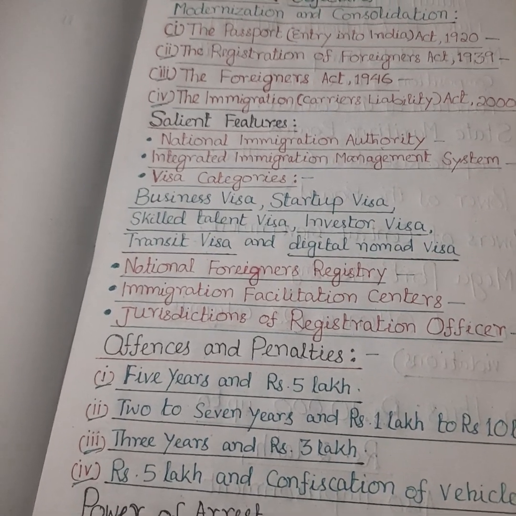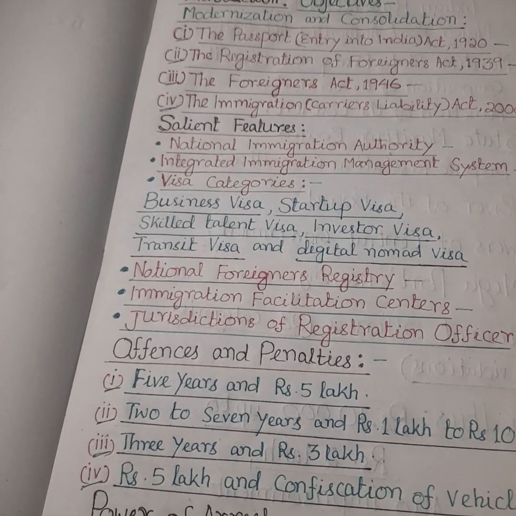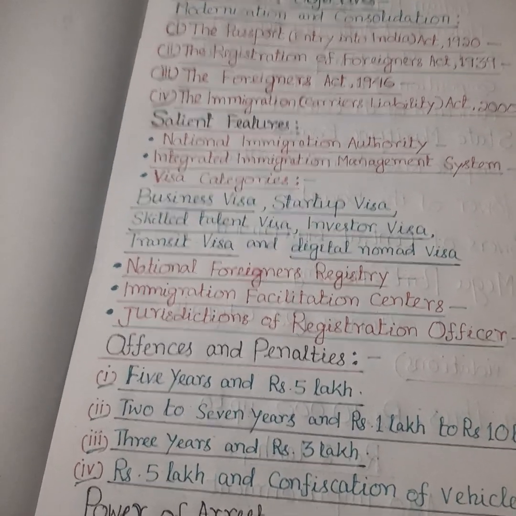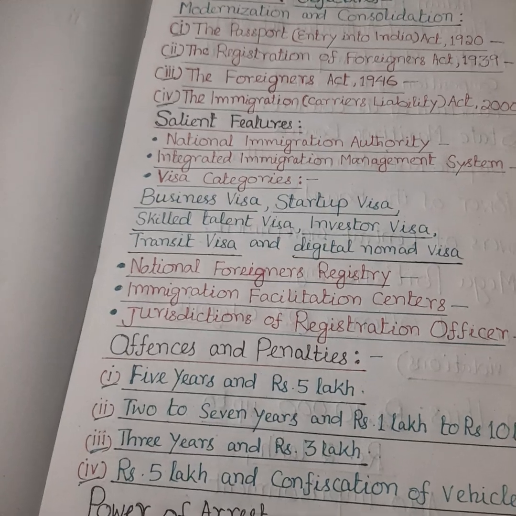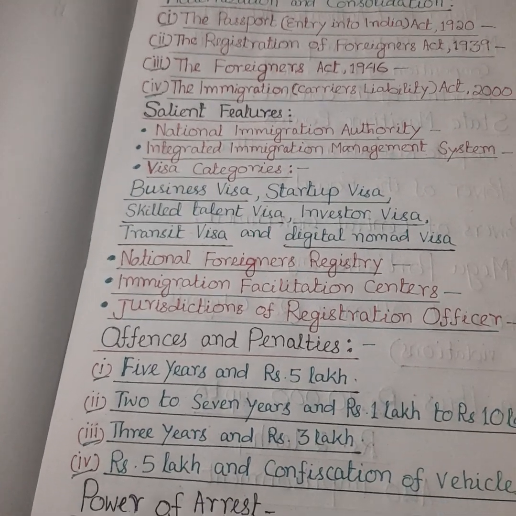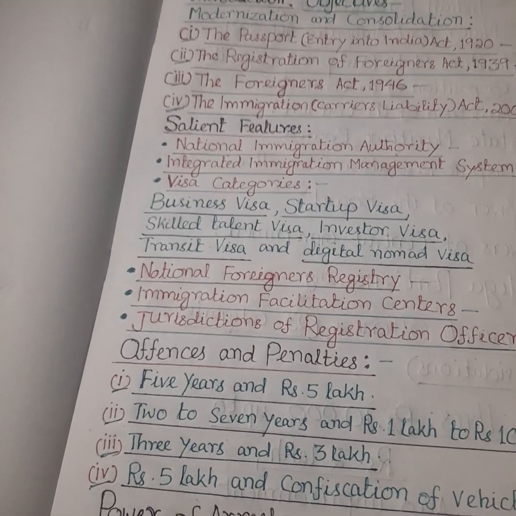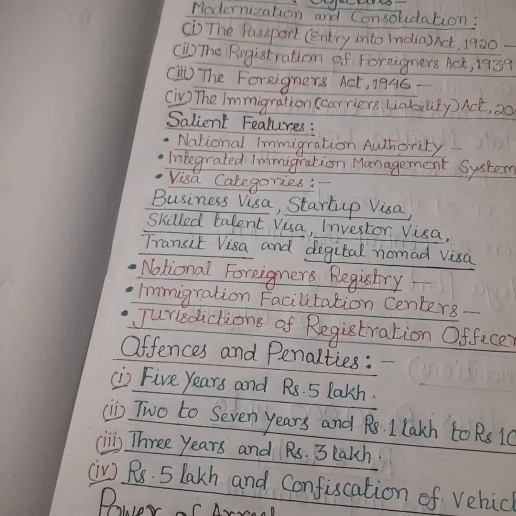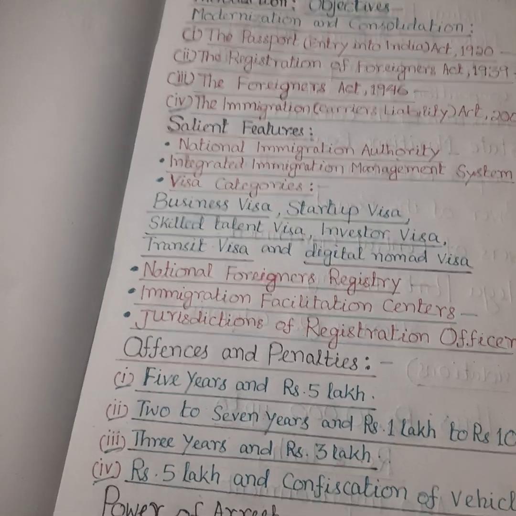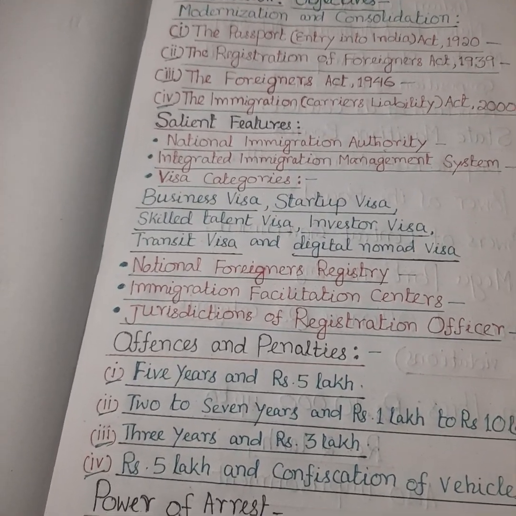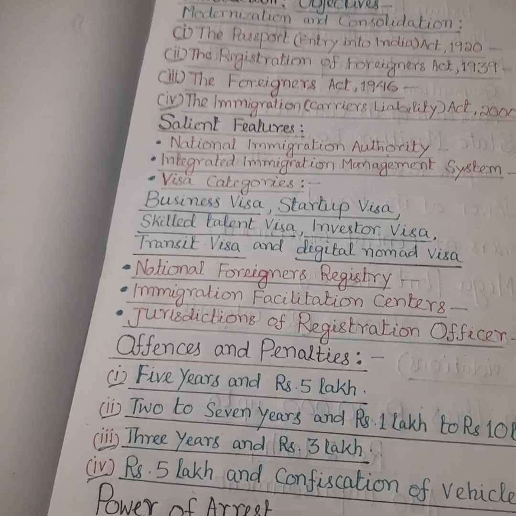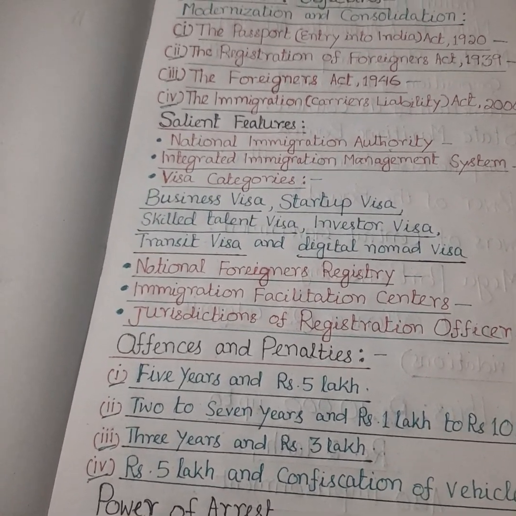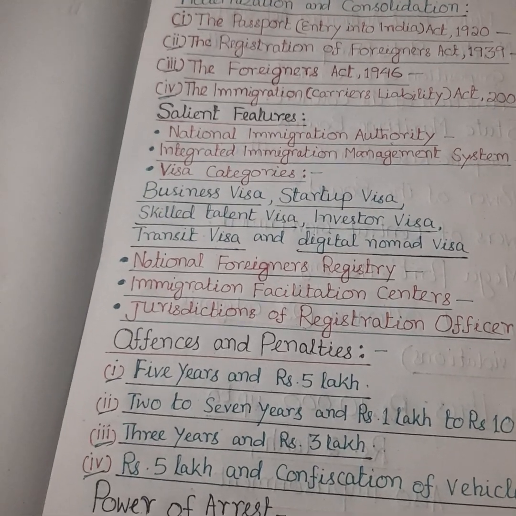A key structural reform under the bill is the establishment of the National Immigration Authority, a statutory apex body responsible for immigration policy formulation and implementation. The National Immigration Authority will manage a centralized digital database of foreign nationals, coordinate with state level authorities and law enforcement agencies, and provide policy guidance on visa and border control protocols.